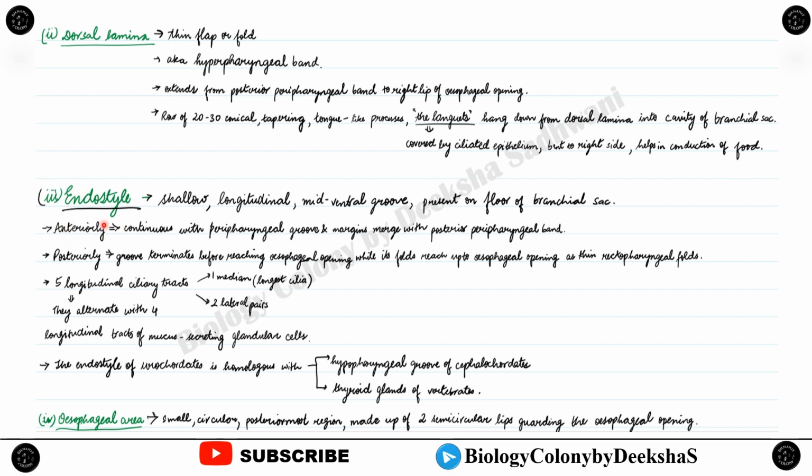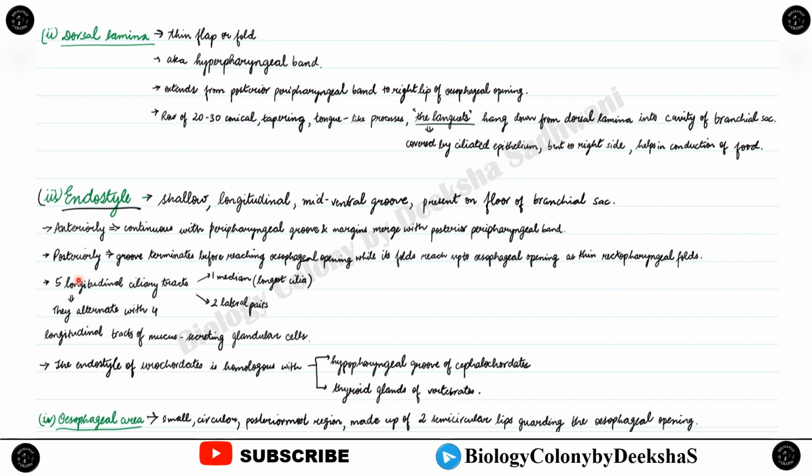Endostyle, it is another structure of branchial sac. It is a shallow, longitudinal, mid-ventral groove present on floor of branchial sac. Anteriorly, it is continuous with peripharyngeal groove, margins merged with posterior peripharyngeal band. Posteriorly, the groove terminates before reaching esophageal opening, while its folds reach up to esophageal opening as thin rectopharyngeal folds.